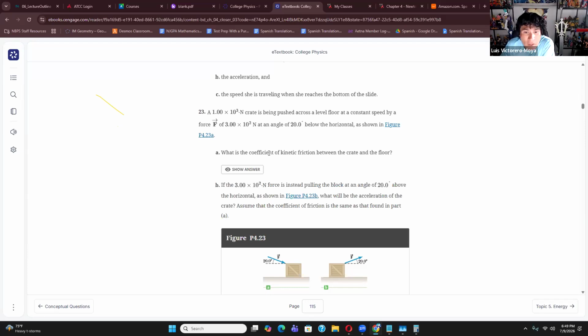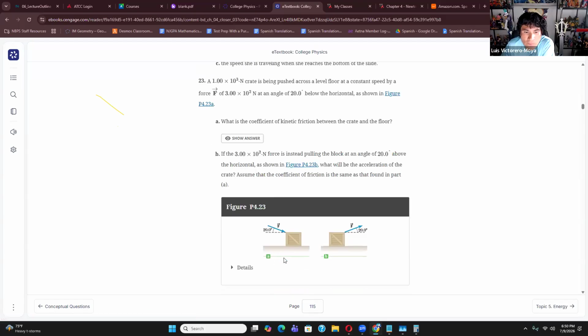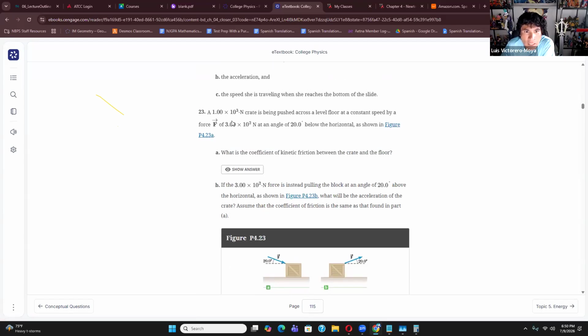What's the coefficient of friction between the crate and the floor? So constant speed, that's important. Direction here. And you have to be careful with the normal here. So situation A is this. That's what they're telling you, this figure, the force 300 and the mass. Oh, the weight. The weight of the crate is 1 times 10 to the 3, that's 1,000 newtons. So that's already the weight. Okay, let's draw it here.